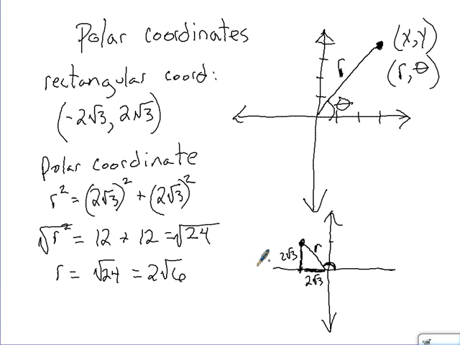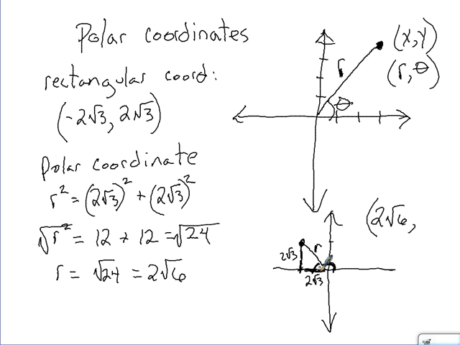So our r value is 2 square root 6, so our polar coordinate will have an r value of 2 square root 6, and now we have to figure out how to find the angle here. If you remember back to your trigonometry of the unit circle, this would be our reference angle, correct?